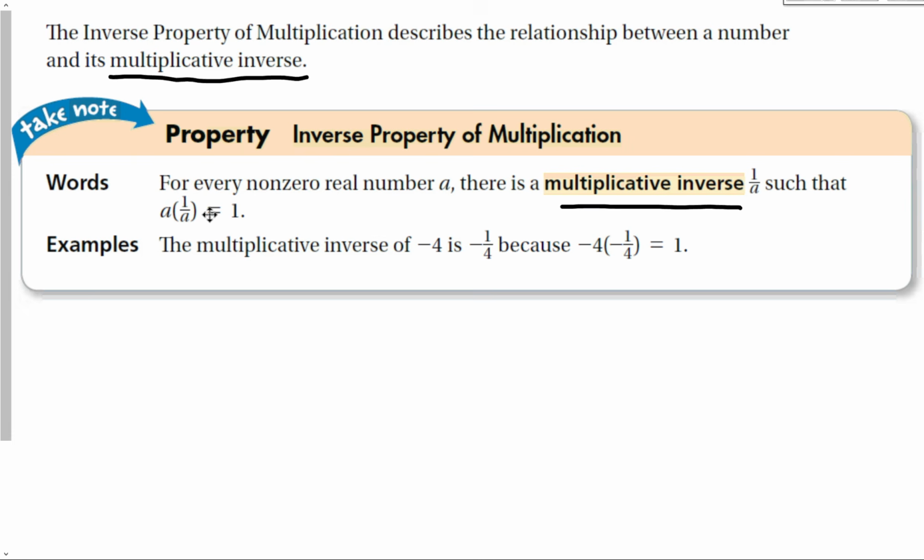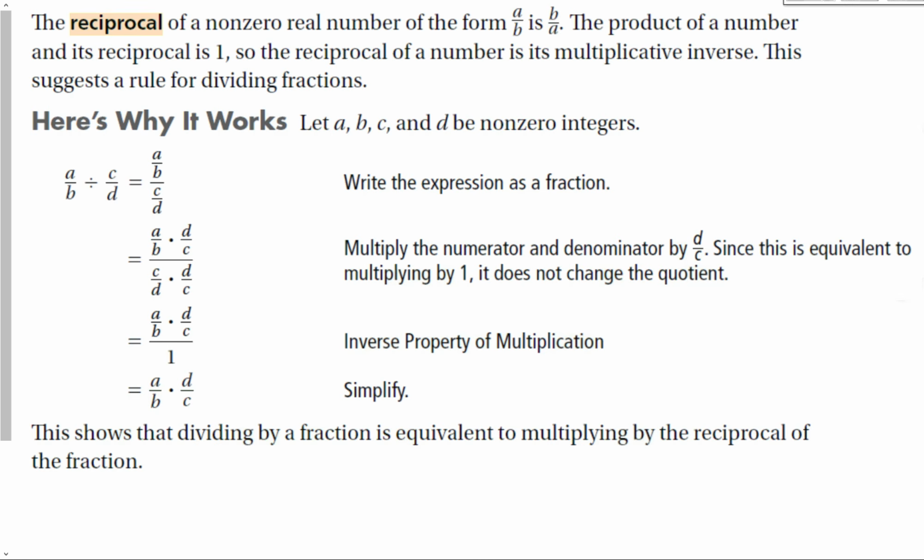Okay? So all you have to do is, if it's a whole number, put it as a fraction. If it's not a whole number, we can flip it over, which is the definition of reciprocal. Okay, so the reciprocal of a non-zero number in the form a over b is b over a. The product of a number and its reciprocal is always 1. So the reciprocal of a number is its multiplicative inverse. Okay, this suggests a rule for dividing fractions. Now, when we see this, here's why it works.